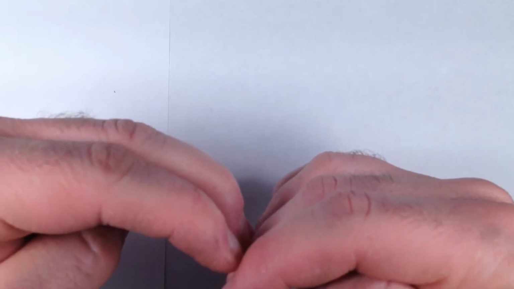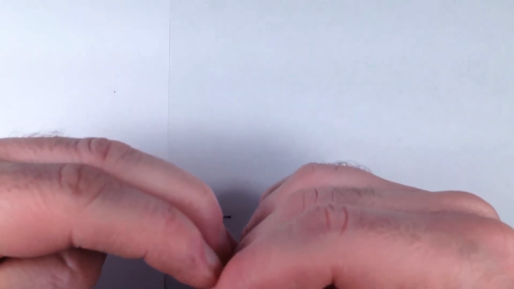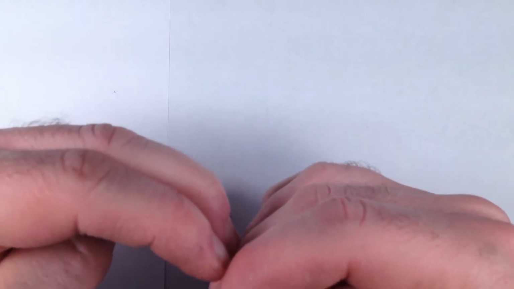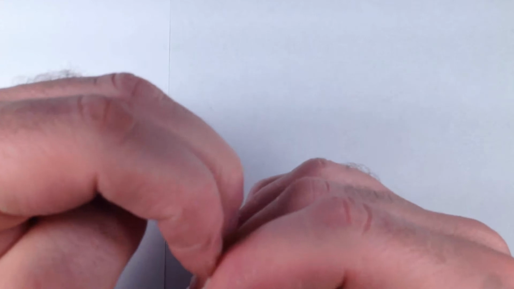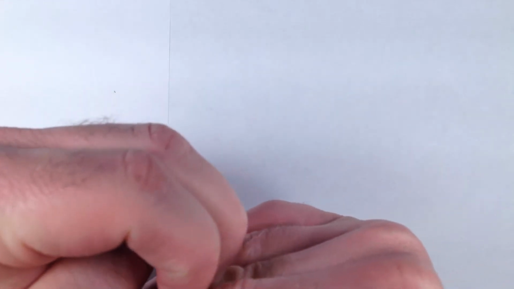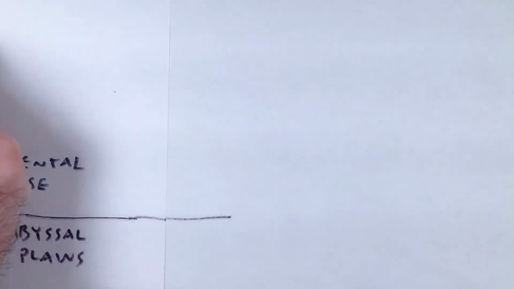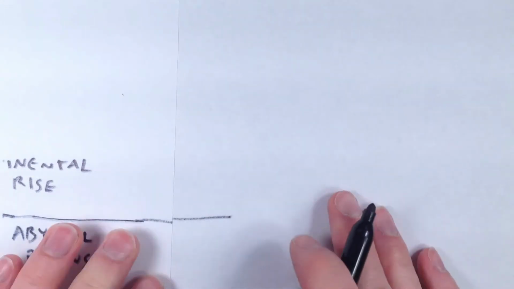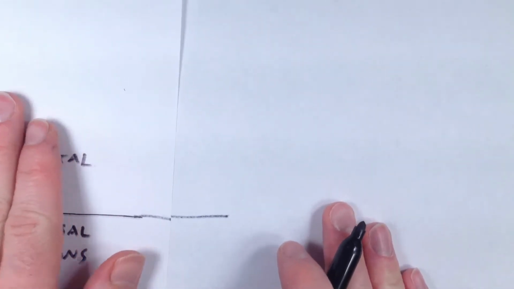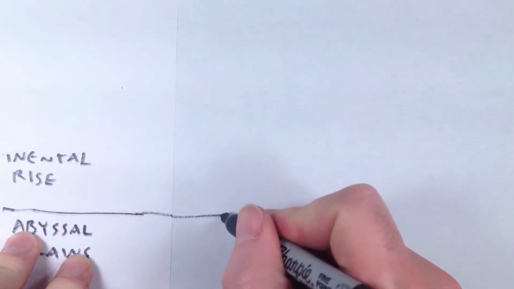Now, obviously, I'm just demoing it with my fingers. It's not exactly like this, but you get these trenches that are the result of two plates converging together. One of them subducts, and the friction kind of tucks the other one under. So a deep sea trench is going to look kind of like that.